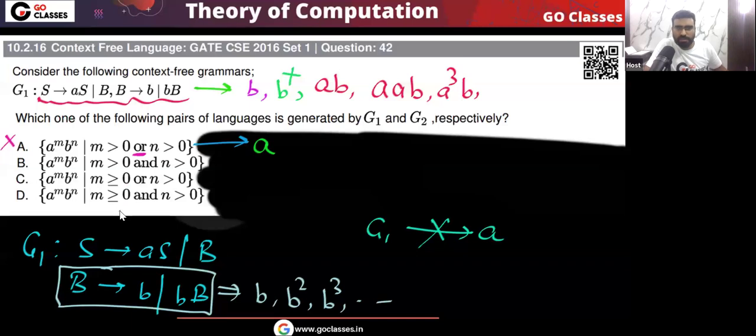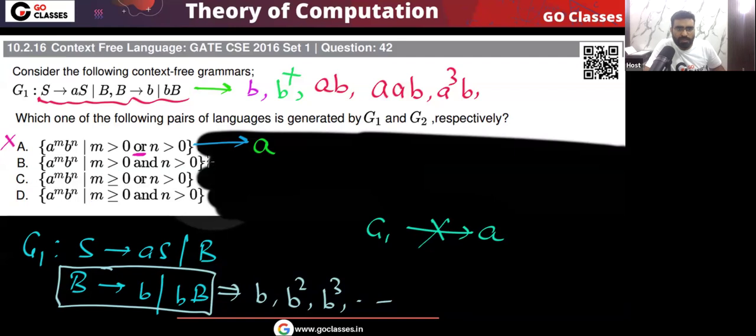Look at option D. Option D is saying that m is greater than equal to 0. So tell me here, m is greater than equal to 0. Yeah, that is fine. What about this one?